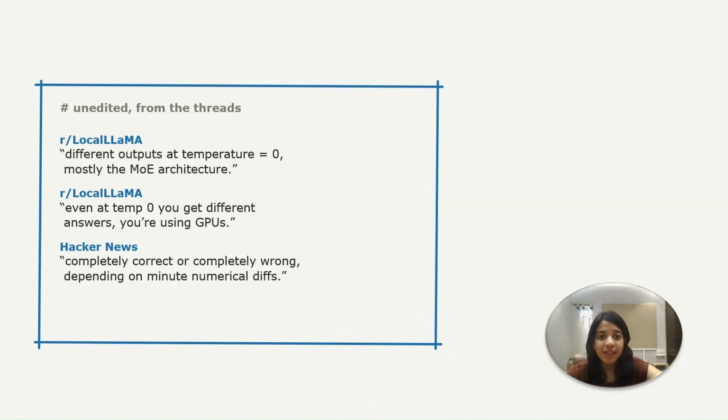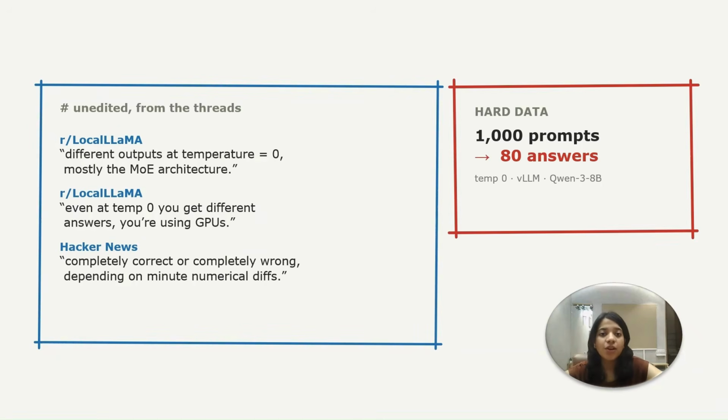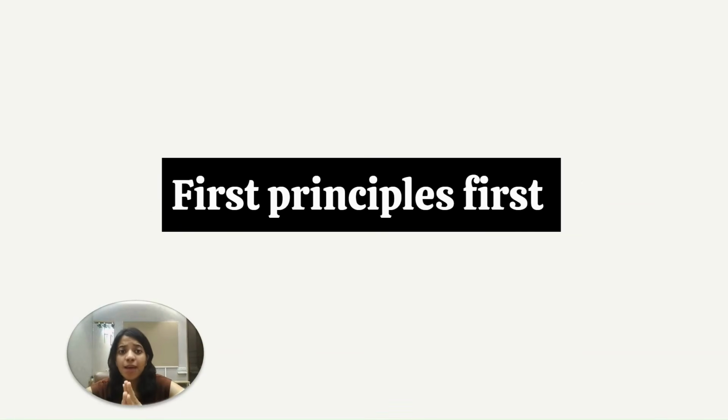To back up the scenario we just discussed, look at the engineering threads on Reddit and Hacker News. The hard data shows that temperature zero isn't even truly deterministic on a hardware level. Running the same prompt 1,000 times can still return dozens of completely different responses just due to the underlying GPU non-determinism and the MoE architectures which are there. So, to understand why this actually happens, we'll have to look at it from first principles. It comes down to four simple things.